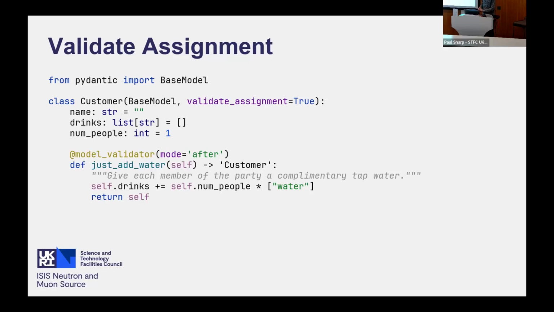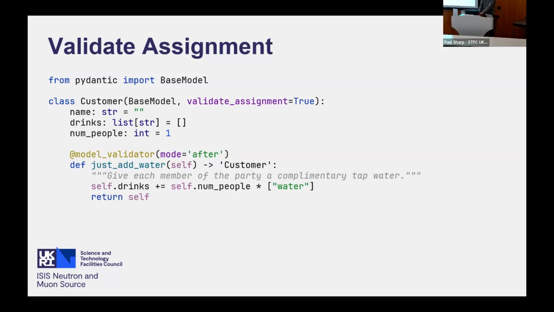So we're back to our coffee shop here. So I've got a model for customers of the coffee shop here. So I've got the base model and I've said validate_assignment is true. So every customer has a name. They have the list of drinks that they've ordered and the number of people in their party. And because we're a really nice, friendly establishment, what we do is we give every customer a complimentary glass of tap water.